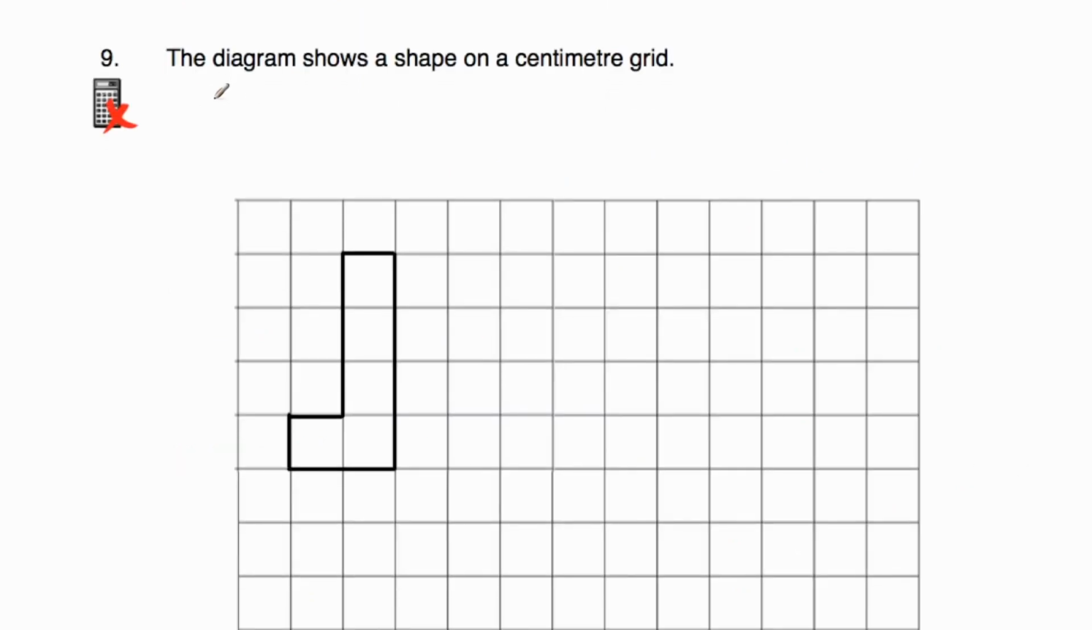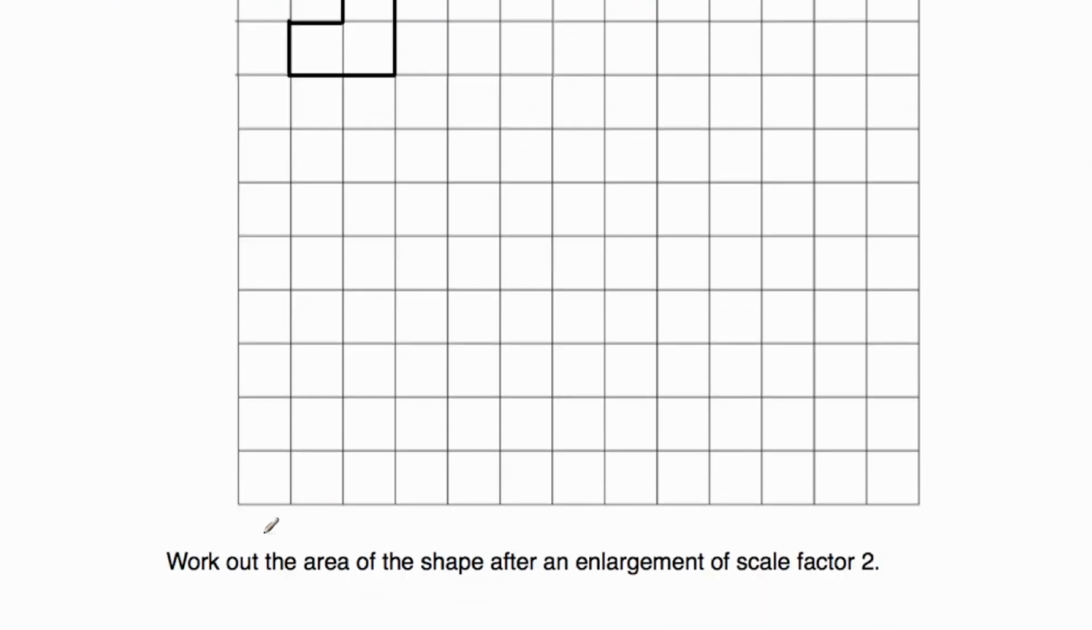Okay, so question number 9 says, the diagram shows a shape on a centimeter grid. So again, a centimeter grid. So each square measures 1 centimeter by 1 centimeter. And we've got the shape. And the question says, work out the area of the shape after an enlargement of scale factor 2. So we need to enlarge this shape by scale factor 2.